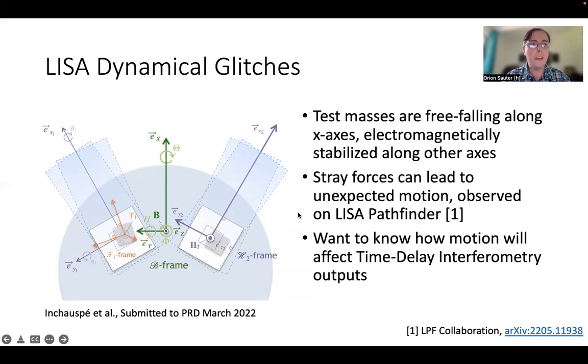Along the other dimensions, they are electromagnetically stabilized by the electric housing. However, stray forces can cause unexpected motion, which was observed on LISA Pathfinder. The LISA Pathfinder collaboration has recently put out a paper that you can find here discussing these glitches. But what we were curious about was how this unexpected motion will affect the time delay interferometry, which are the primary outputs of the LISA constellation.